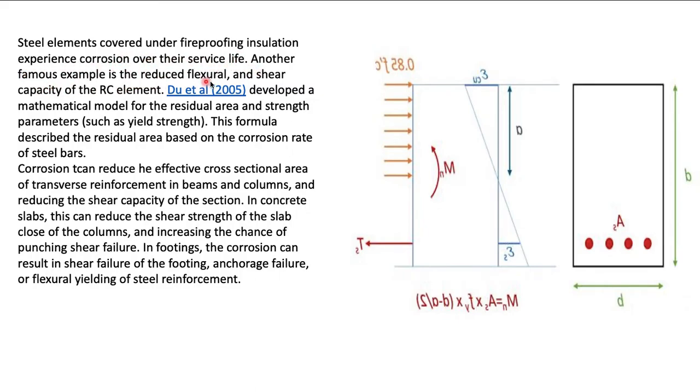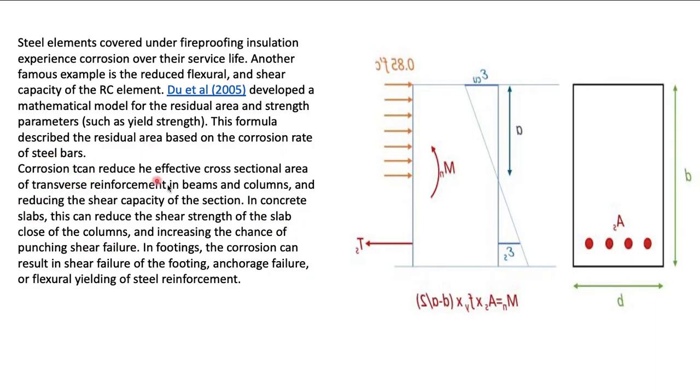Another famous example is the reduced flexure capacity of RC elements. Du et al. in 2005 developed a mathematical model of residual area, and the formula parameters are described for the residual area based on the corrosion rate of steel bars.